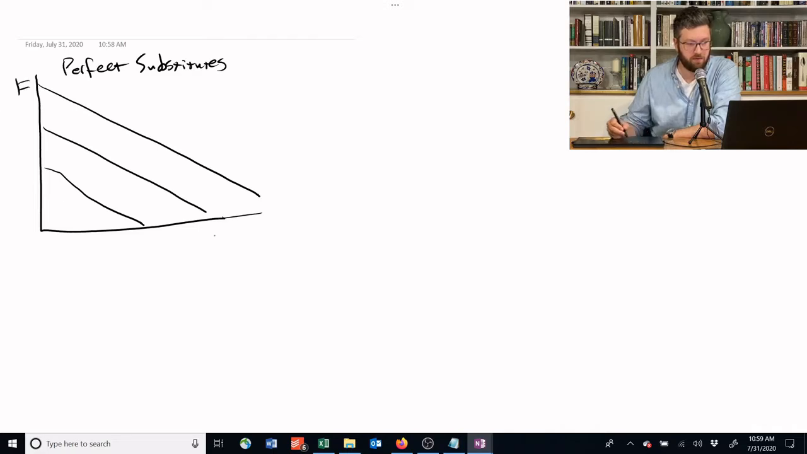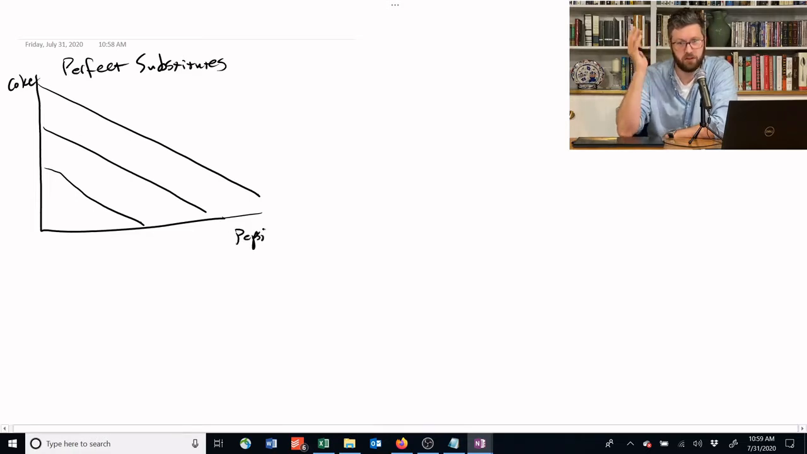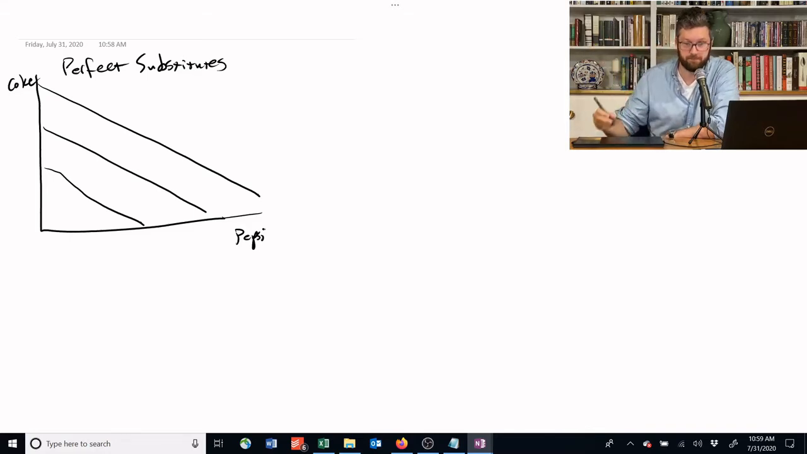We could have F over S here. Sorry, we should probably not have F and S because those are not perfect substitutes. We should think of something that is plausibly a perfect substitute. So for one individual, it might be that Coke and Pepsi are perfect substitutes. They really can't taste the difference and they don't care. So if you're going to take away one of their Cokes, you just have to give them back one Pepsi. That would be fine with them.